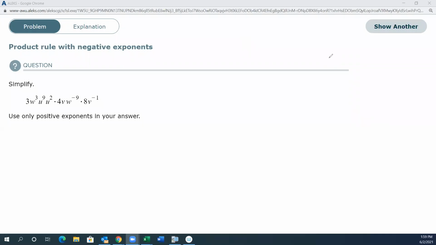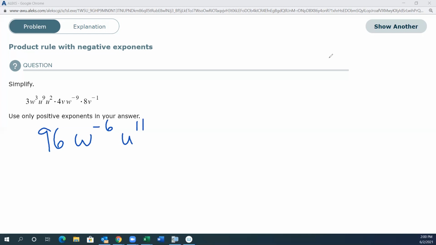Now let's see what we got here. Well, we've got 3 times 4 times 8 is 96. Okay. Then we've got w cubed times w to the -9. Well, here we're multiplying and the base is the same, so we add the exponents. 3 plus -9 is -6. And then we've got u to the 9th times u squared. That's u to the 11th.